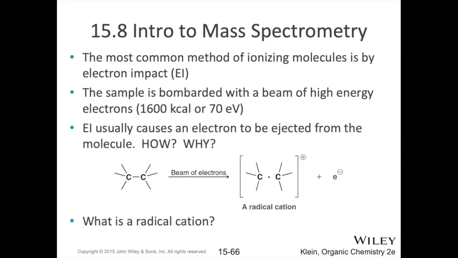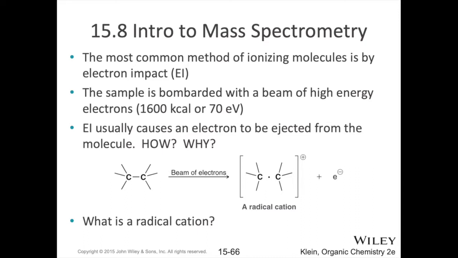So the most common way to ionize these molecules is to bombard them with electrons. You fire electrons at them, and that in turn strips away electrons. So it causes your molecule to break apart into what's called a radical cation.